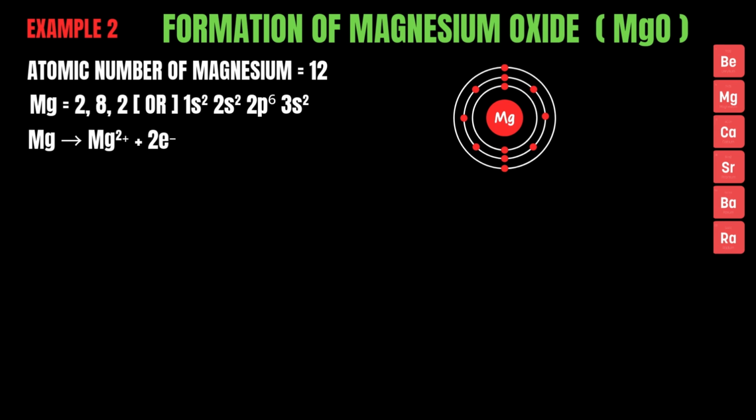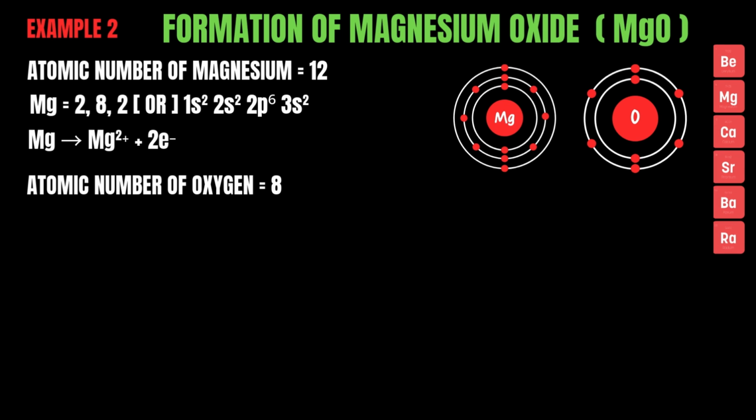Now let's talk about oxygen. The atomic number of oxygen is 8. This means oxygen has 8 electrons. The electronic configuration of oxygen is 2, 6. This means oxygen has 6 electrons in its outermost shell. To complete its octet, oxygen needs 2 more electrons. So oxygen needs to gain 2 electrons. The 2 electrons that magnesium lost, oxygen will gain those 2 electrons. When oxygen gains 2 electrons, it will have 8 electrons in its outermost shell, and the octet will be complete.